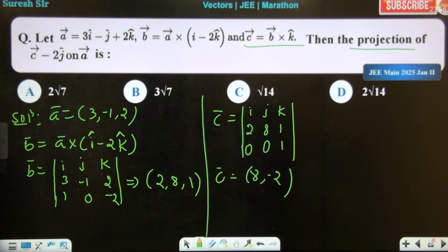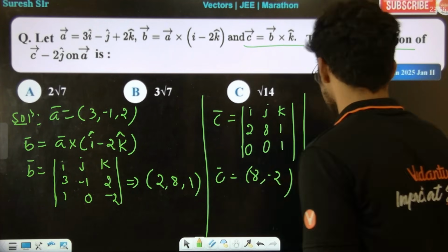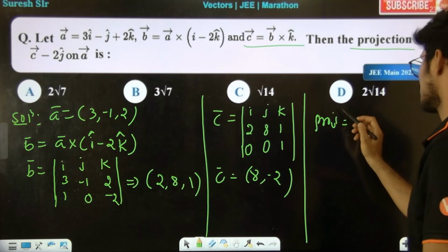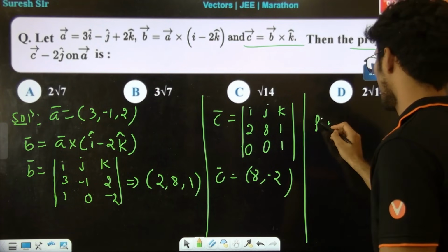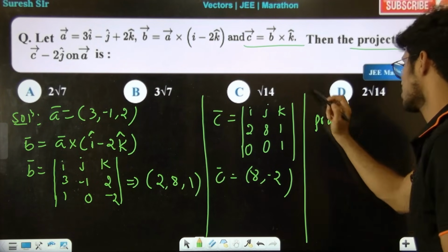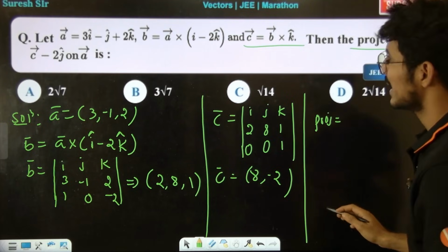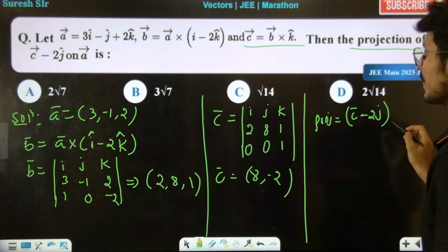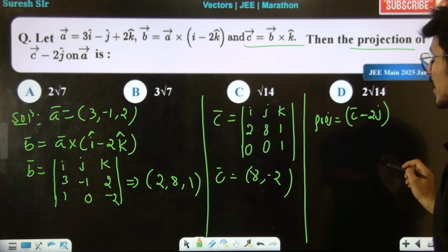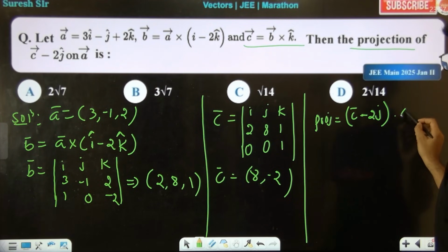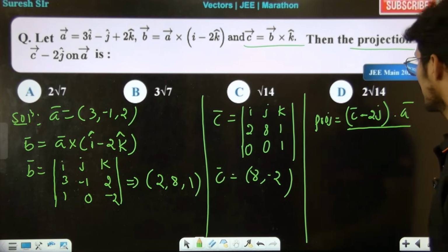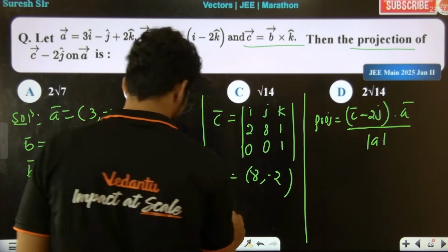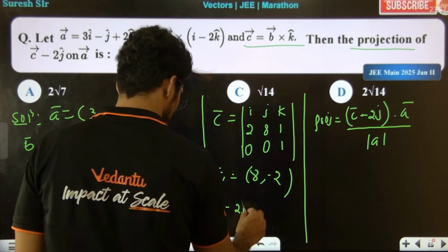So the projection of C minus 2j on A vector. Let me write the projection. Projection means C minus 2j dot A by magnitude of A. This is what we need to do. C minus 2j is the C vector minus 2j cap.